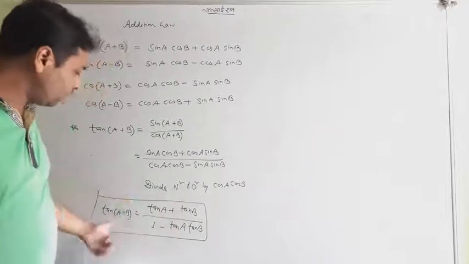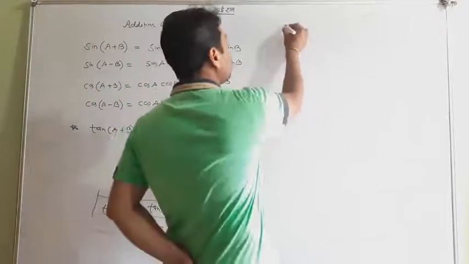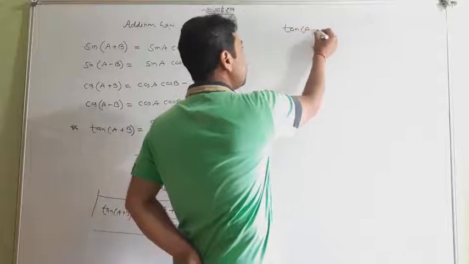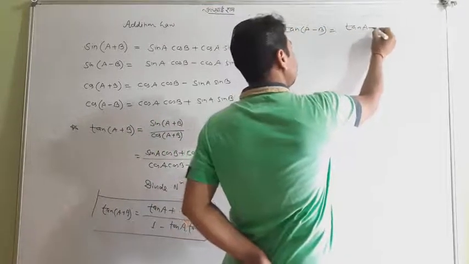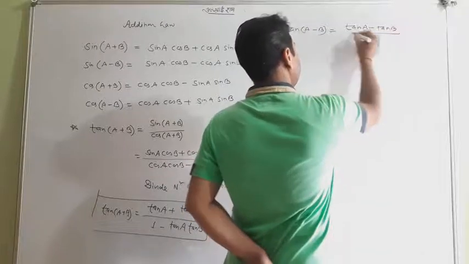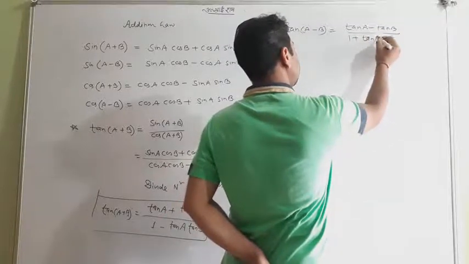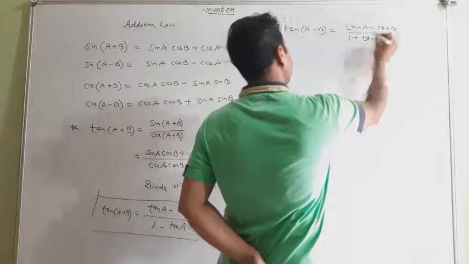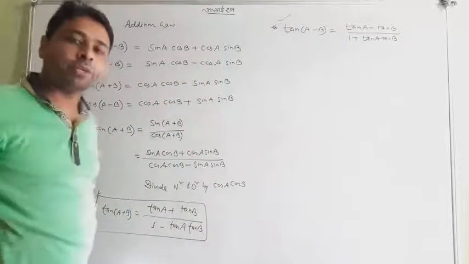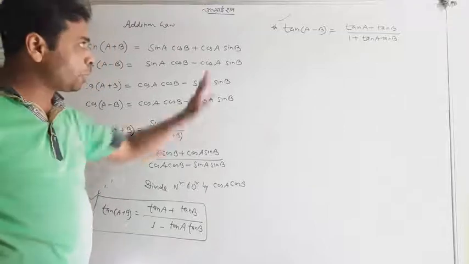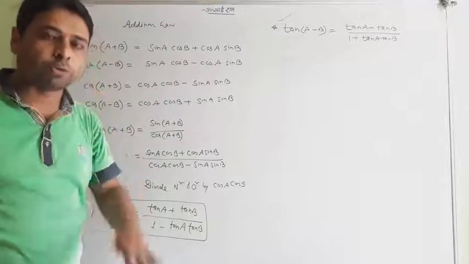Based on that only, one can easily reach the second formula, tan(A-B). Similarly, we can go on, it is (tan A minus tan B) upon (1 plus tan A tan B). This formula is very important. These two formulas are very important. They will come very often. So keep in mind tan(A+B) and tan(A-B). These are two very important formulas.